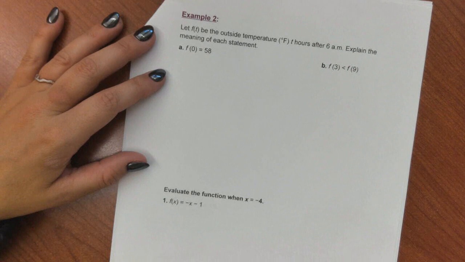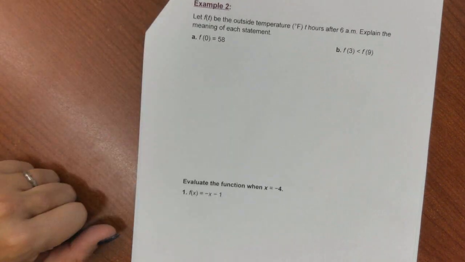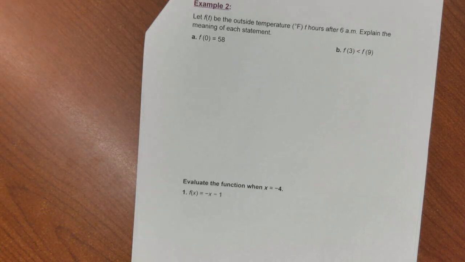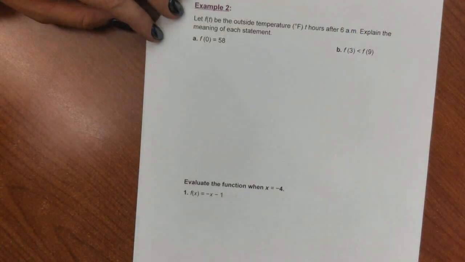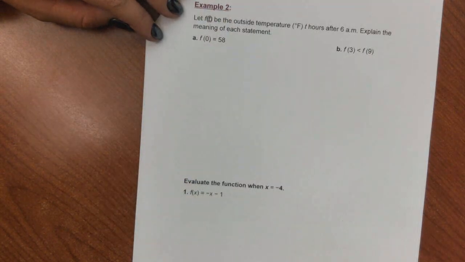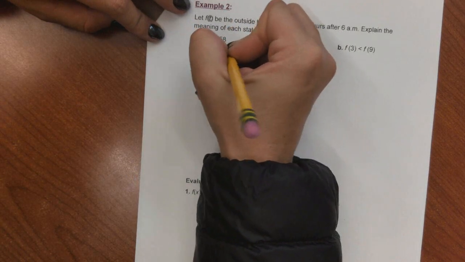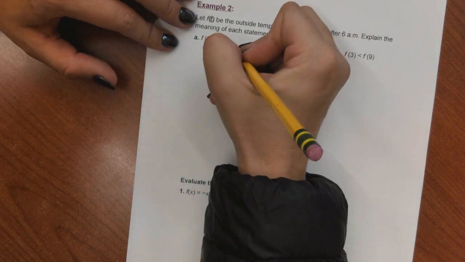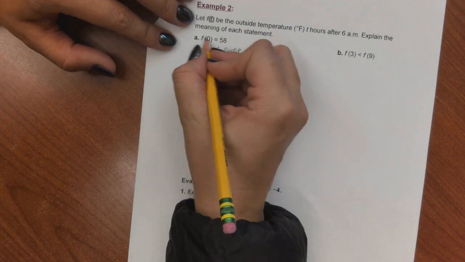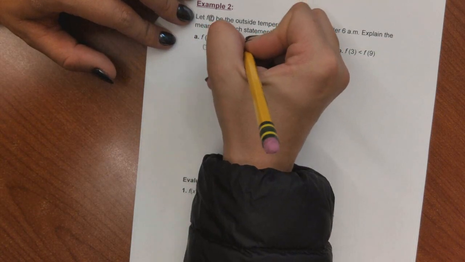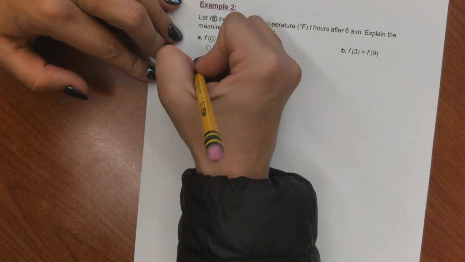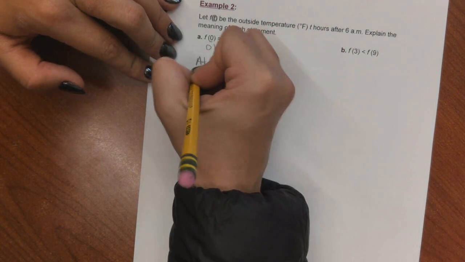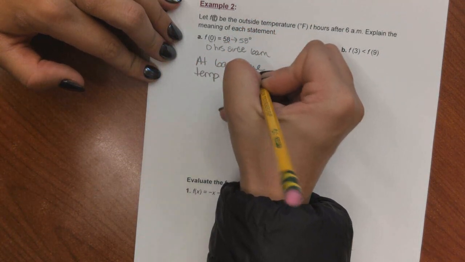Let's take a look at our next example. Let f of t be the outside temperature, t hours after 6 a.m. We are going to explain the meaning of each sentence. So f of t is the temperature. T is the time since 6 a.m. So this is 0 hours since 6 a.m., and f of t, this whole thing, equals 58. So that's 58 degrees. At 0 hours since 6 a.m., that's just 6 a.m. So this means at 6 a.m., the temperature is 58 degrees Fahrenheit.